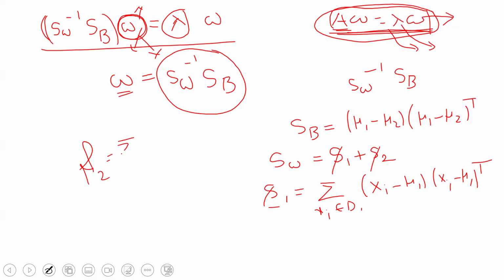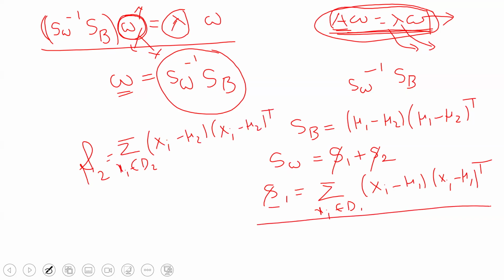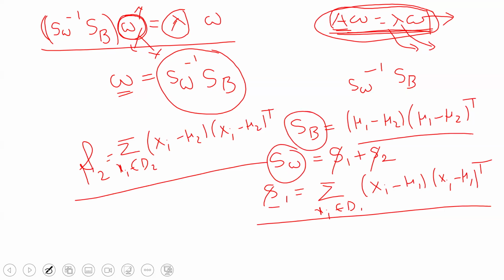S2 is nothing but sigma xi that belongs to D2, (xi minus mu2) into (xi minus mu2) whole transpose. So this is S1, this is S2. And using these two, we calculate SW and we calculate SB using these two things. And then we can calculate SW inverse into SB. You also know how to calculate the inverse of a matrix. You know how to calculate SB, just a multiplication.